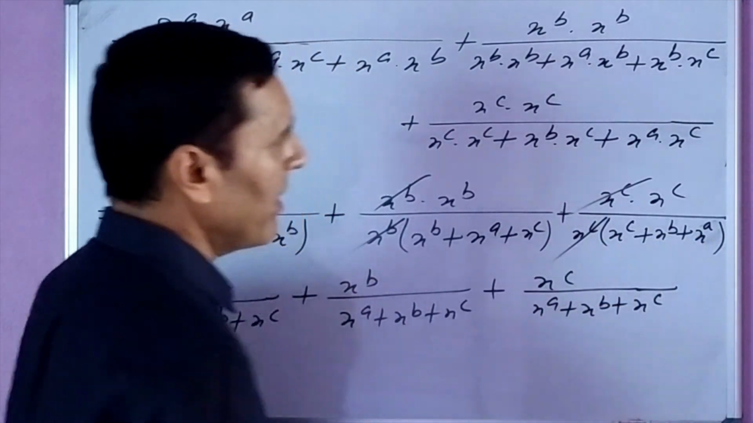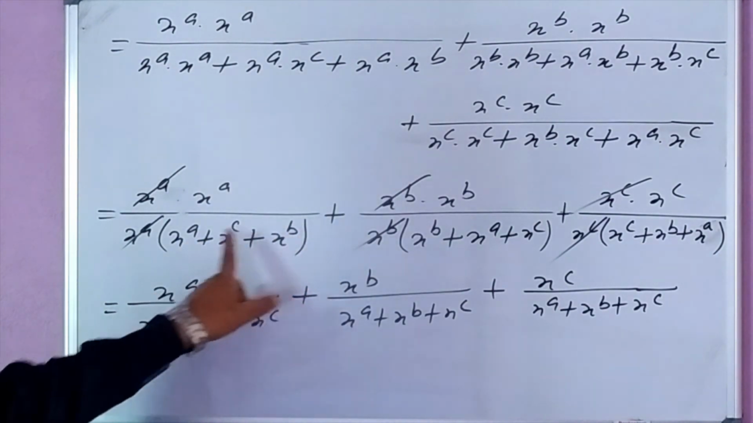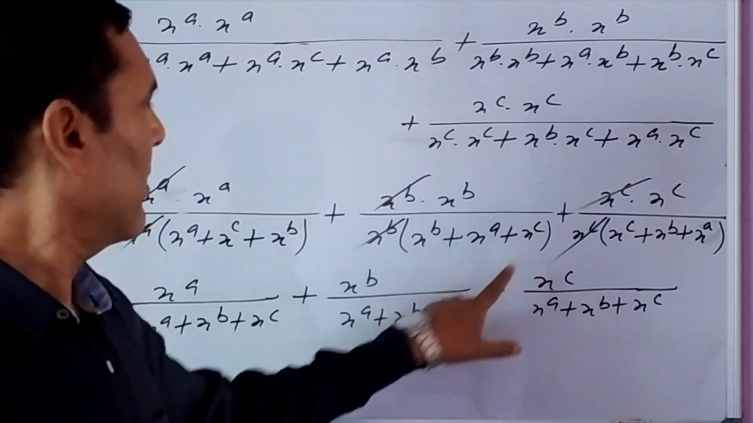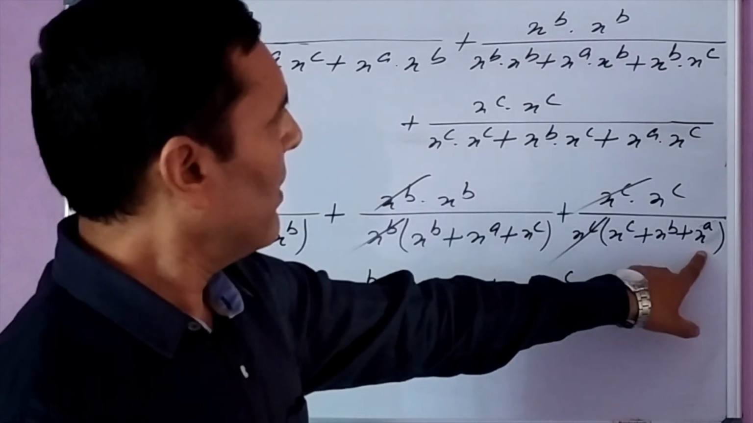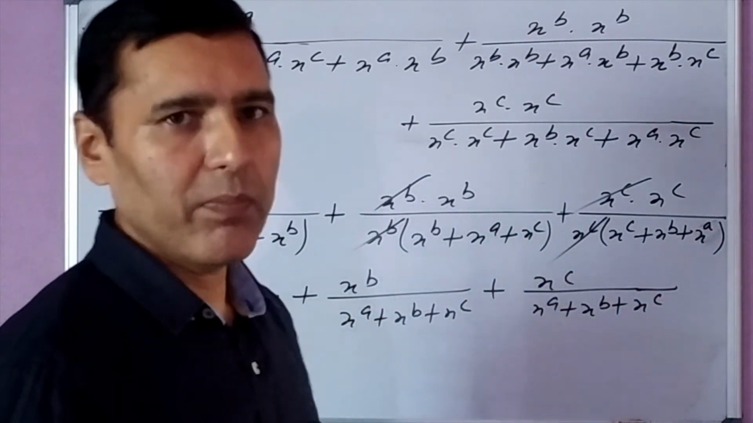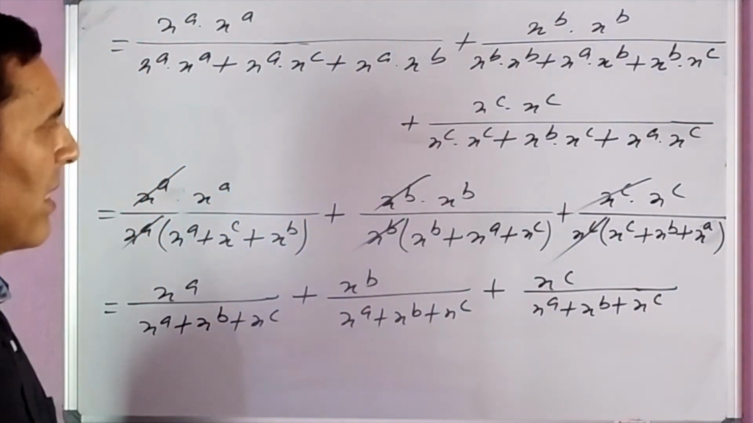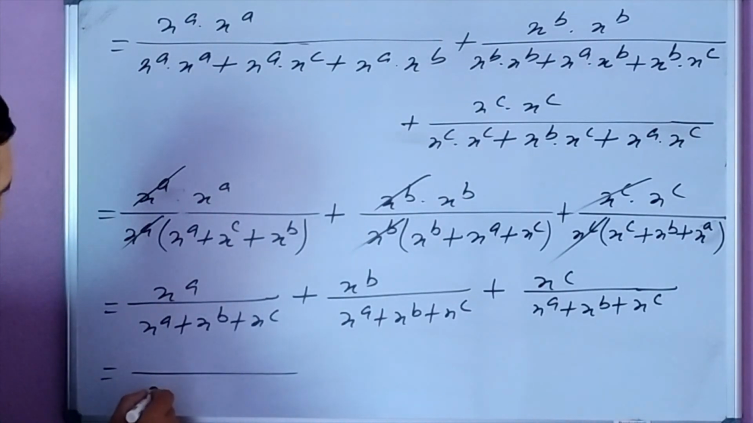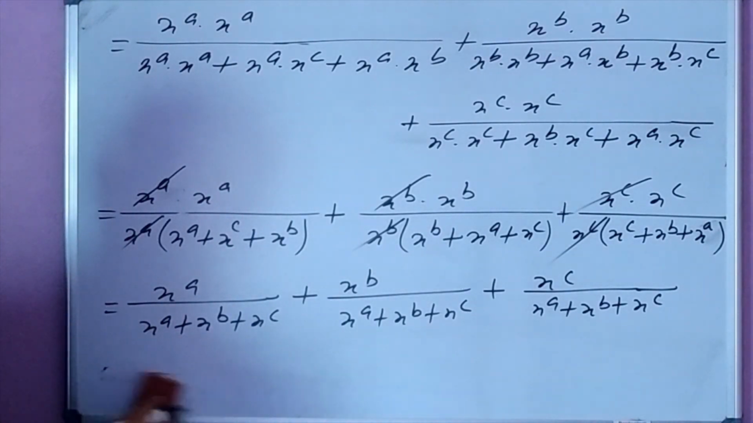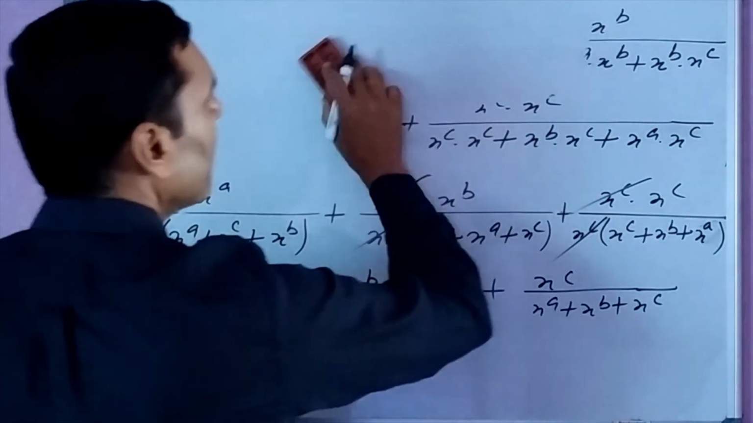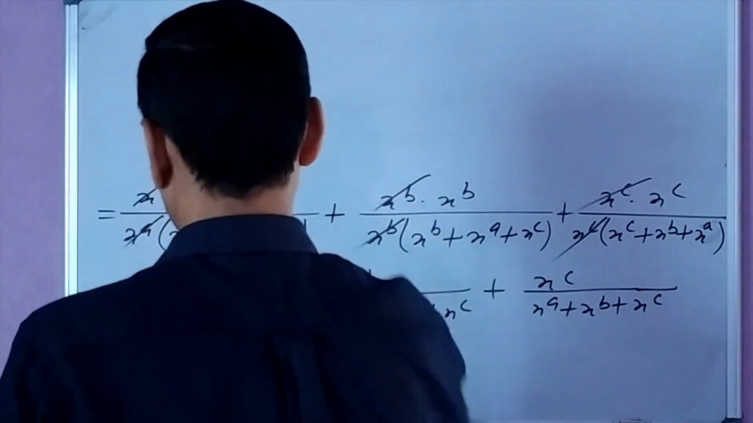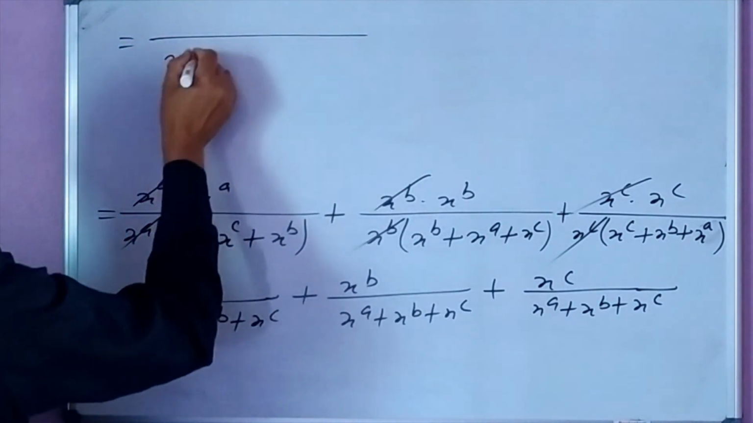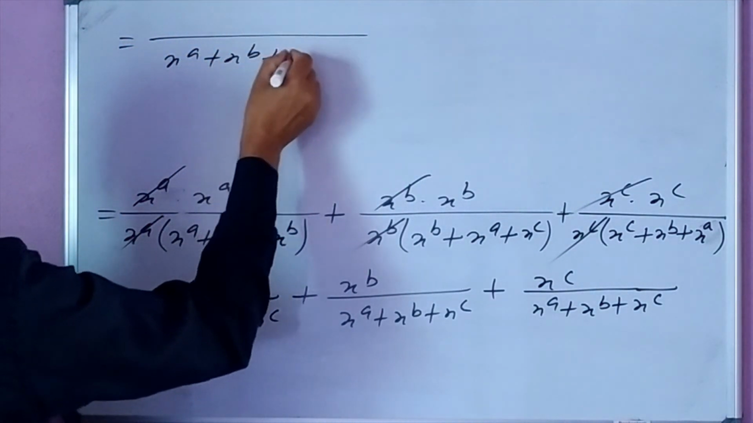I have written all the denominators in order: x to the power a plus x to the power b plus x to the power c. Here also, and here also. Now you can see all denominators are the same. So our LCM is x to the power a plus x to the power b plus x to the power c.